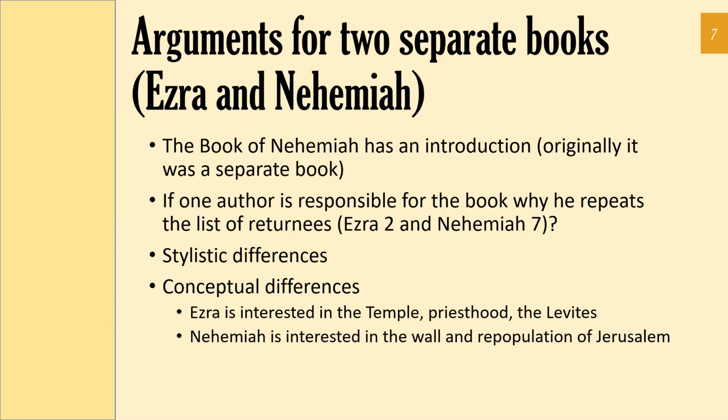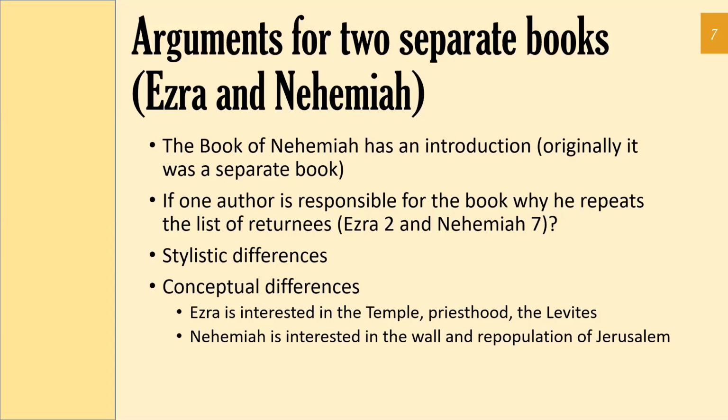And there are conceptual differences. For example, Ezra is interested in the temple, priesthood, and Levites, and Nehemiah is interested in the wall and the repopulation of Jerusalem. So they have different agendas. And this is another argument for two different, separate books, not one book.